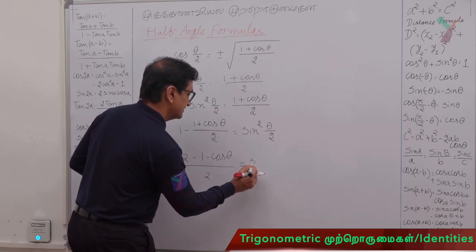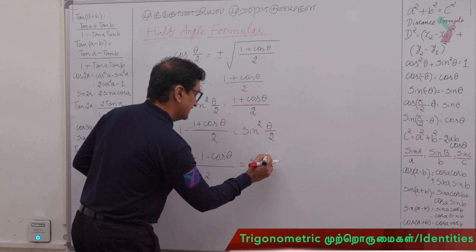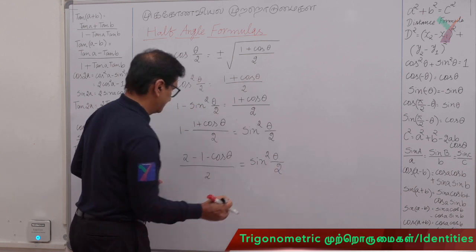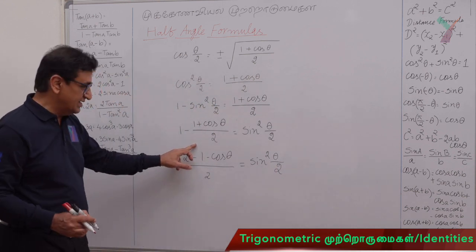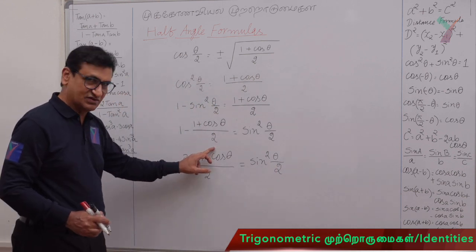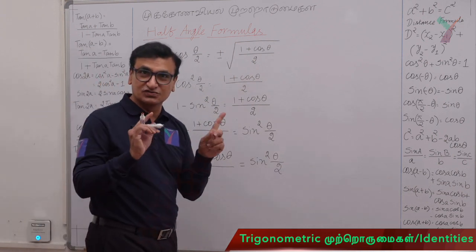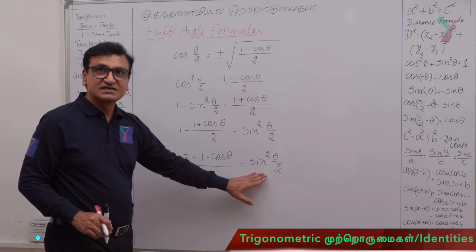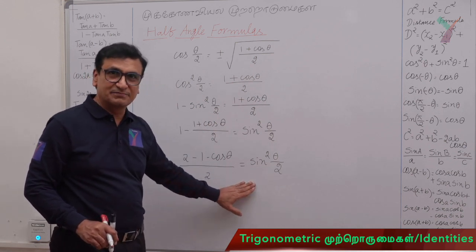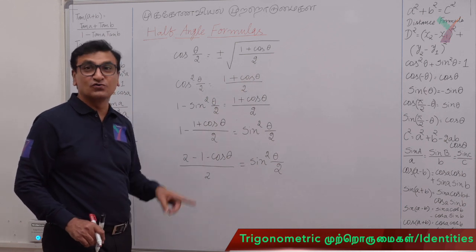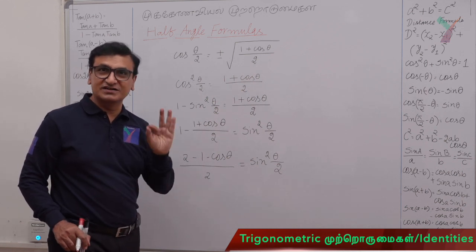equals sin square theta by 2. So 2 minus 1, 1. So we'll have 1 minus cos theta by 2. And like before, we have to take the square root of both sides. Then we will have sin theta by 2 would be, rather plus or minus square root of 1 minus cos theta divided by 2.